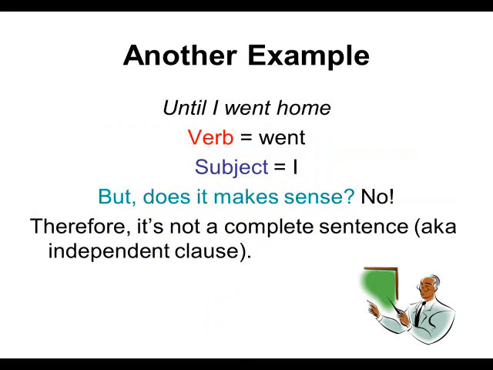Here's another example. Until I went home. First, it does have a subject and verb. The action word is went, so that is the verb. The person doing the action is I, so that is the subject. But it fails the complete thought test. Until I went home. So this is not a complete sentence.